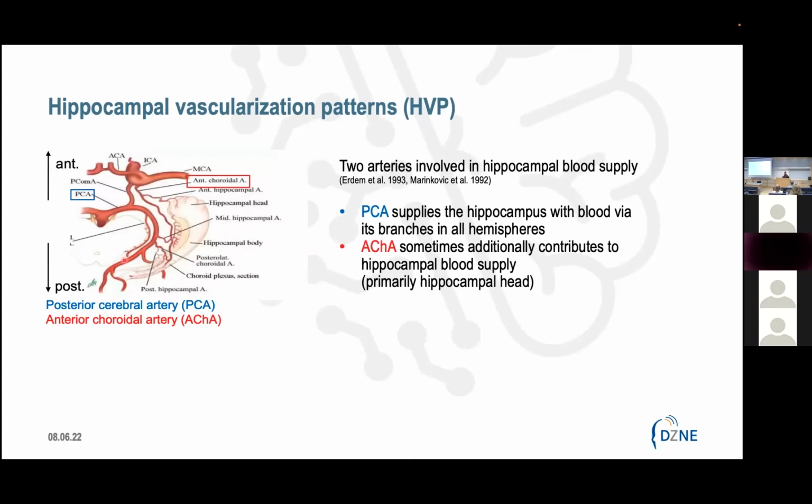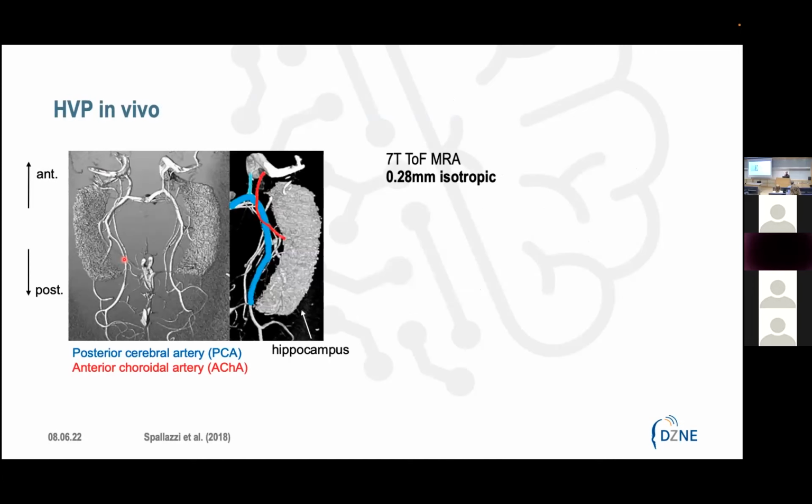On the other side, there is the anterior choroidal artery, or ACHA, that is always present, but only sometimes additionally contributes to hippocampal blood supply. And if it does so, it primarily supplies the hippocampal head. So you can imagine that a given individual has either 0, 1, or 2 hemispheres where the ACHA additionally contributes. By now, fortunately, we can do that in vivo and don't have to look at deceased people.